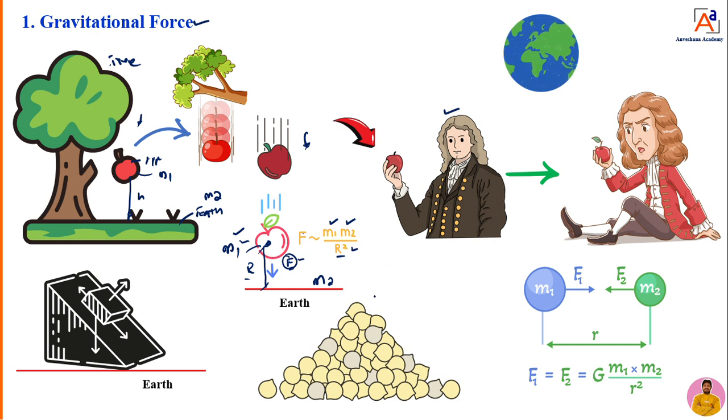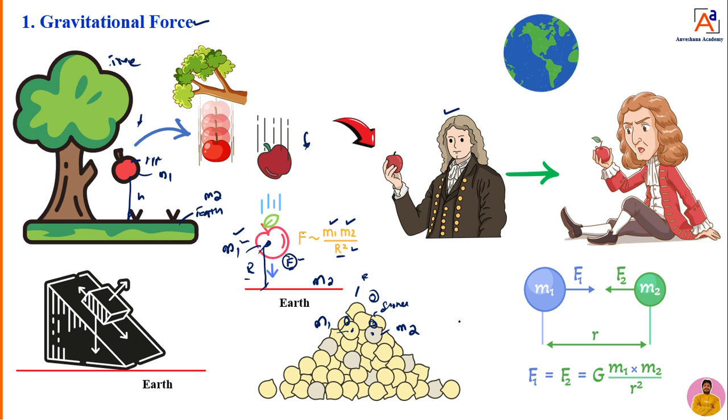One thing, and I will take a second example. You can take a stone. These all are stones. I will consider these two stones, stone 1 and stone 2. Stone 1 has mass m1 and stone 2 has mass m2. If the two stones have masses m1 and m2, definitely there is a force. That force we can call a gravitational force.